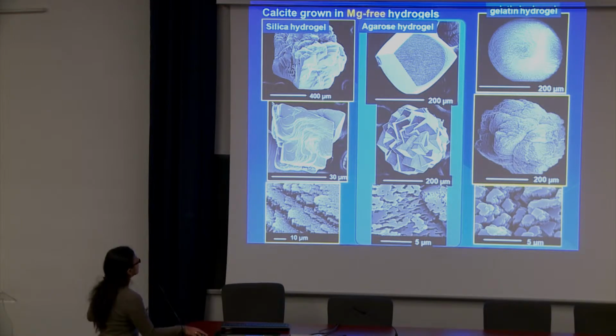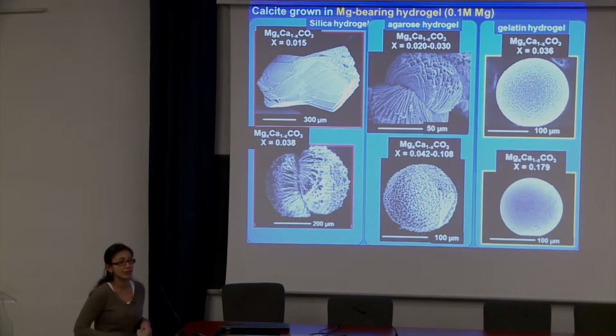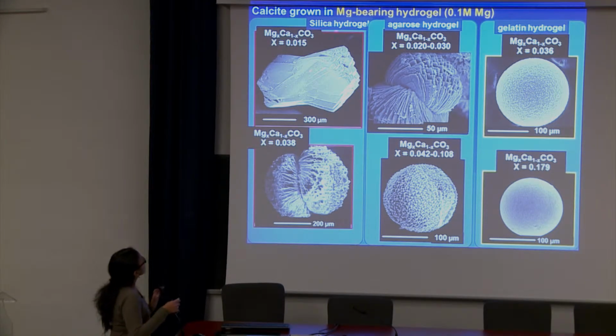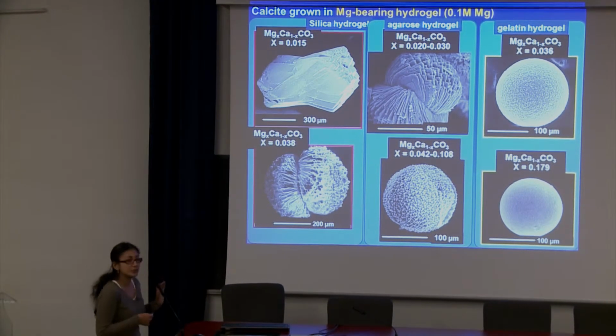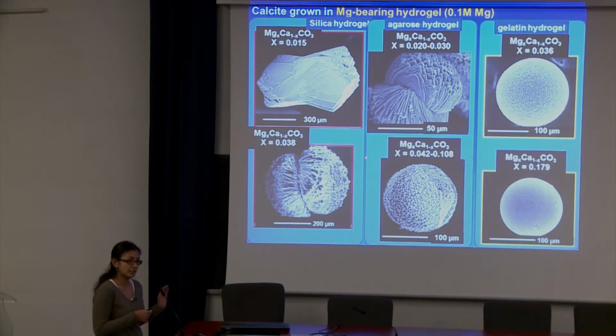So here I go to the next slide. Here it's a totally different morphology. Then I will start by explaining the silica hydrogels. Here we did some surface EDX analysis to see the incorporation of magnesium on the surface of this aggregate. Here you have the content of magnesium incorporation, and this one has 0.038. So this morphology has a bit higher incorporation of magnesium.